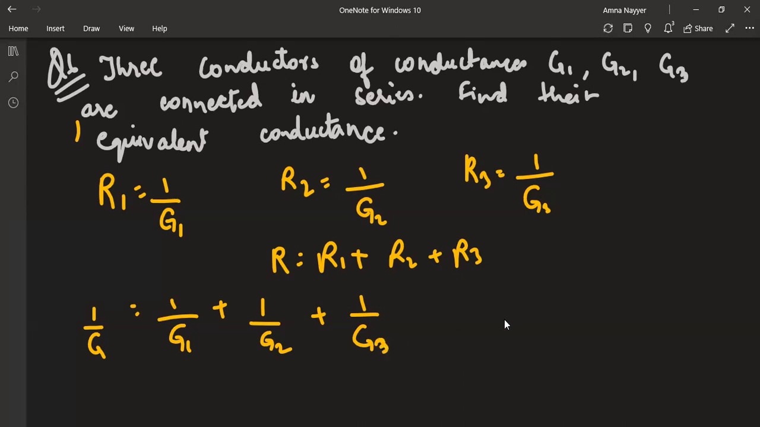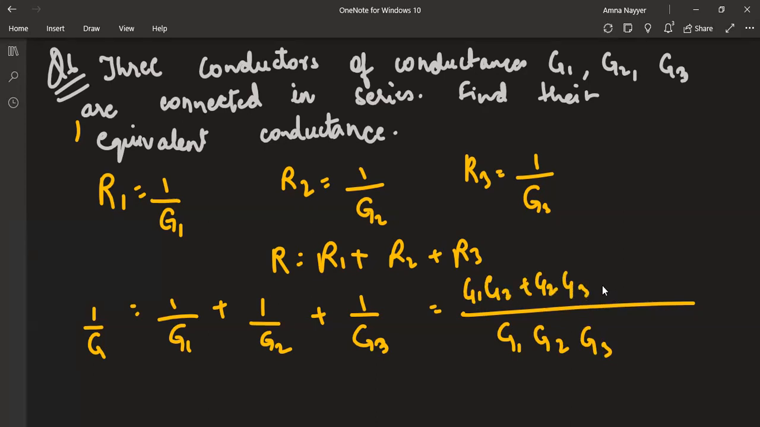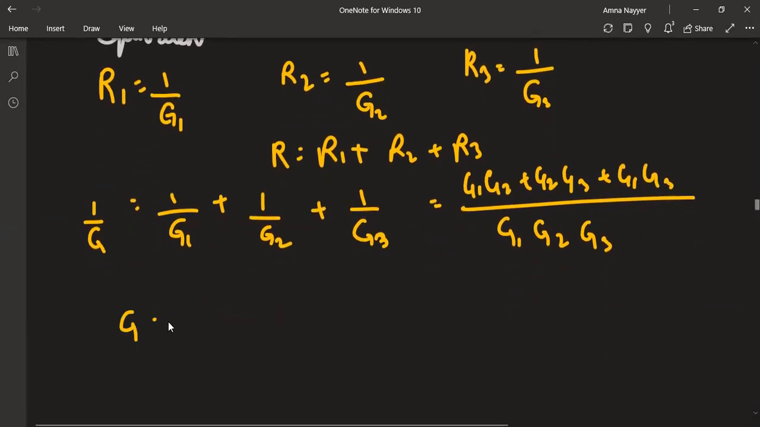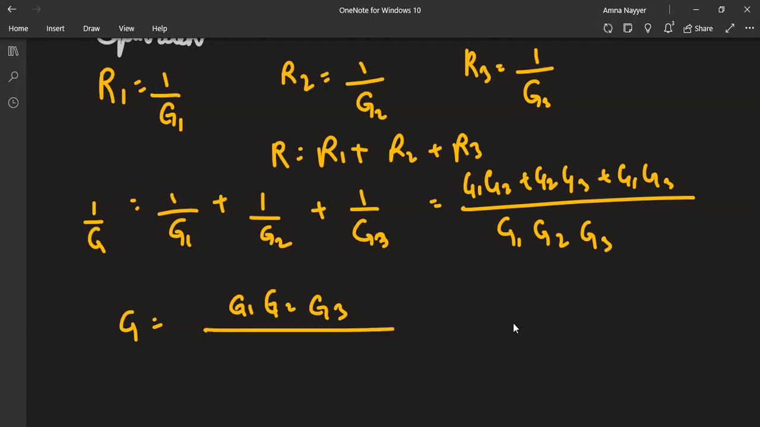So if you take the LCM you will get it as G1 into G2 into G3. So that will make it G1 into G2 plus G2 into G3 plus G1 into G3. So this is 1 by G. When you have to write down the value of G, this will be the reciprocal, G1 G2 G3 over G1 G2 plus G2 G3 plus G1 G3. All right, note it down.